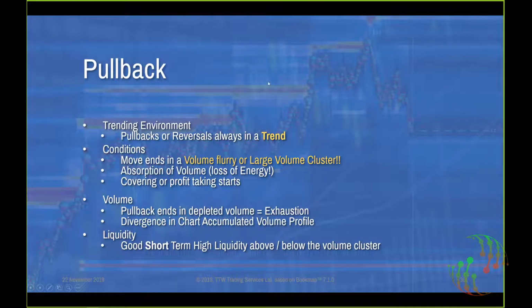Pullbacks, we talked about pullbacks. They are happening in a trending environment. Pullbacks or reversals always happen in a trend. The move ends in a volume flurry or large volume cluster. Absorption of the volume happens, that means loss of energy. Covering or profit taking starts. The pullback ends in depleted volume, that means exhaustion. Divergence in the chart, accumulated volume profile, and this is a good short term. We should find liquidity, good short term high liquidity above or below the volume cluster.